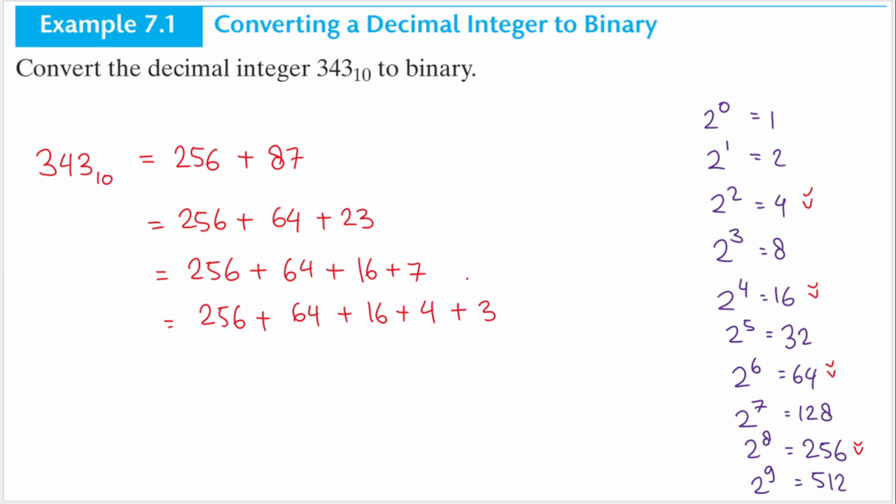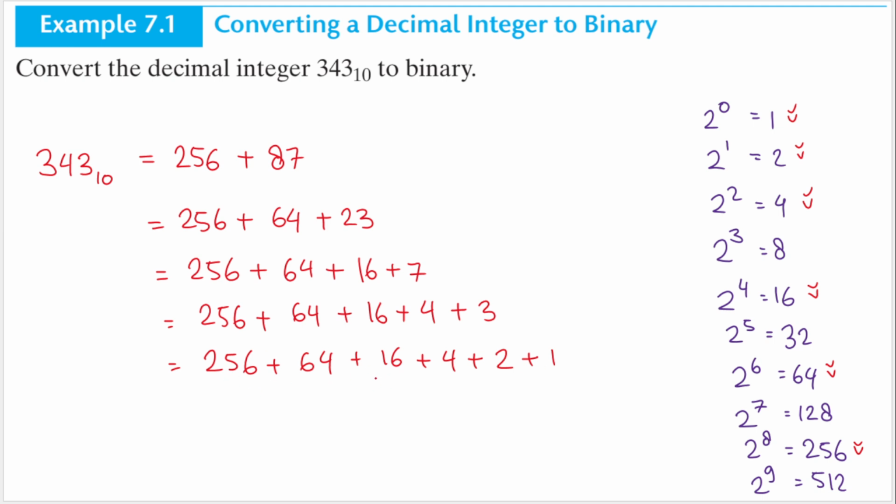Again, we have 3 here. The power of 2 closest to 3 is this one. So let's write it. I will have 256 plus 64 and then plus 16 and then plus 4 plus 2 and plus 1. 1 is already a power of 2, so we will have this one. Now we have all the powers of 2 here.